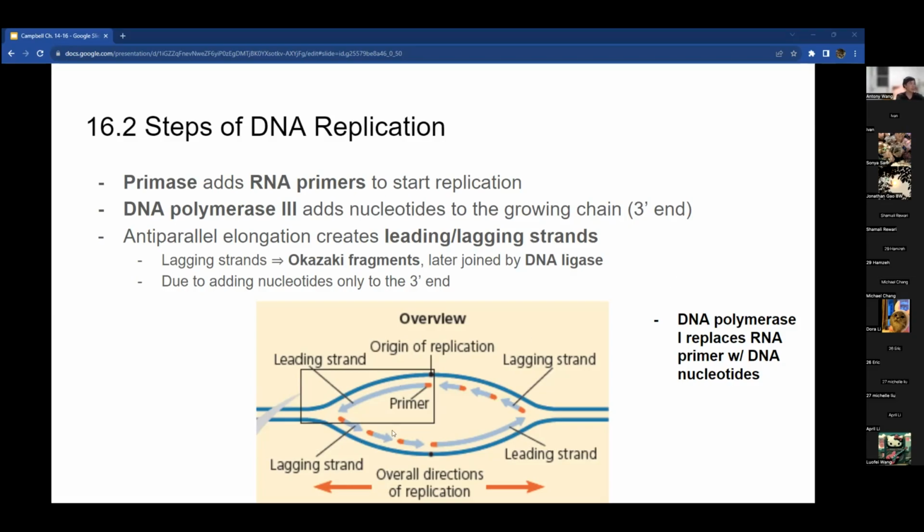Because of that, primers need to be continuously placed, and the polymerase has to go in the opposite direction, forming fragments called Okazaki fragments. And then later, these different fragments are stuck together by ligase.